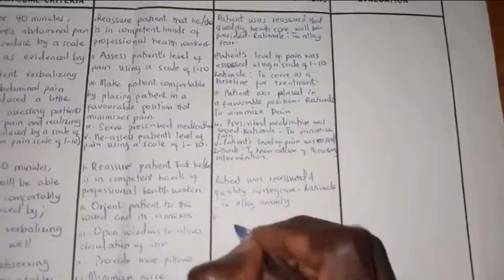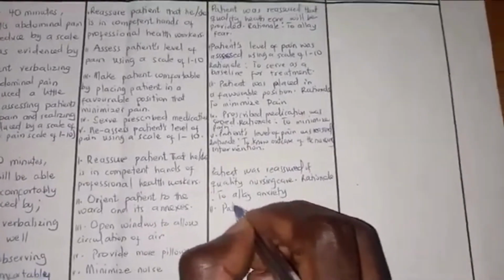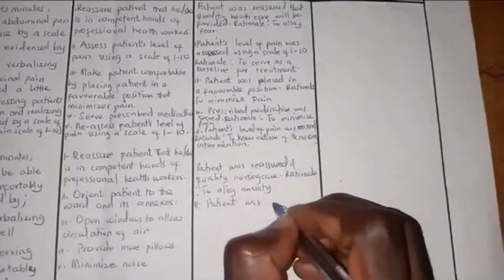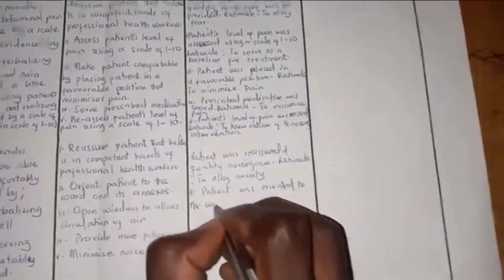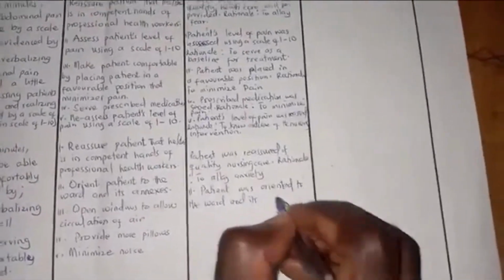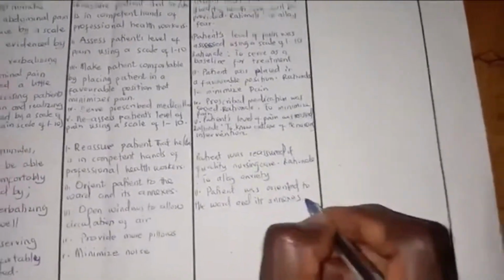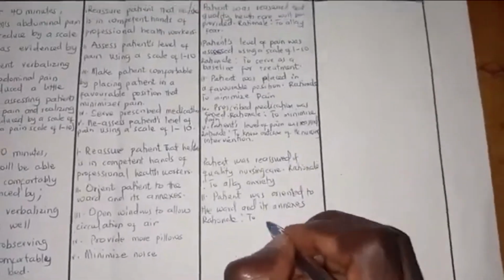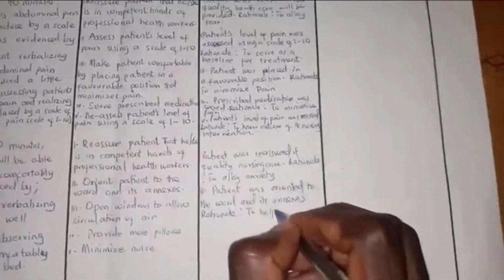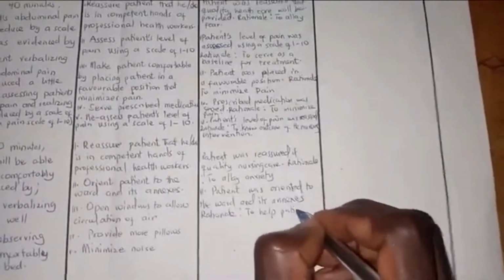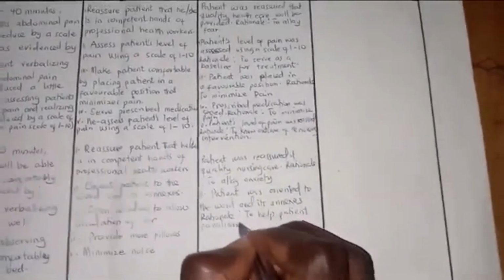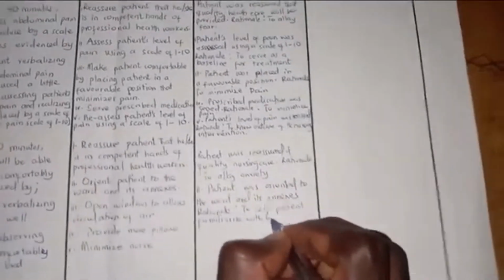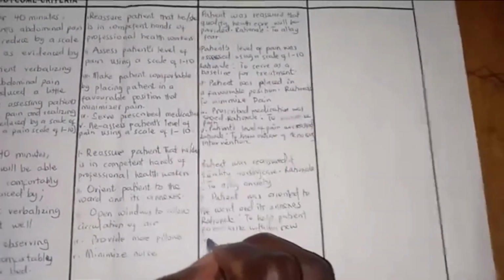The next one, orient patient to the ward and its annexes. So patient was oriented to the ward and its annexes. So why would you do that? So that's the rationale: to help patients familiarize with the environment. With his new environment.